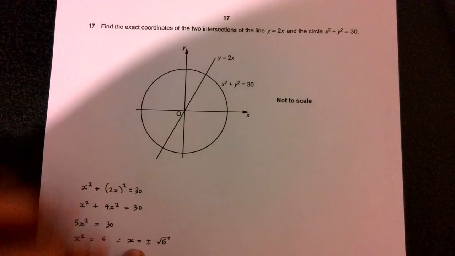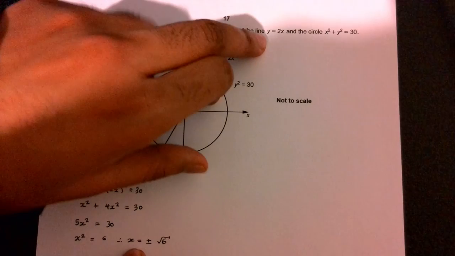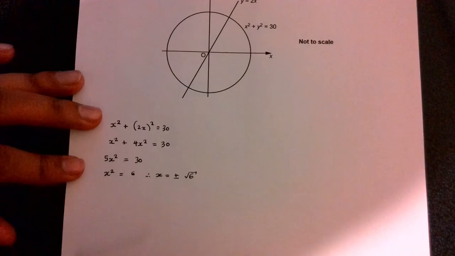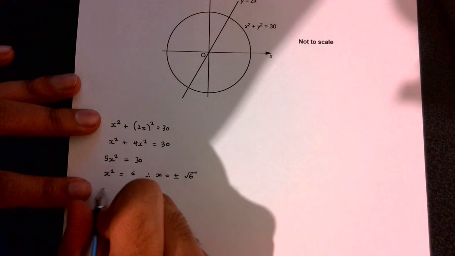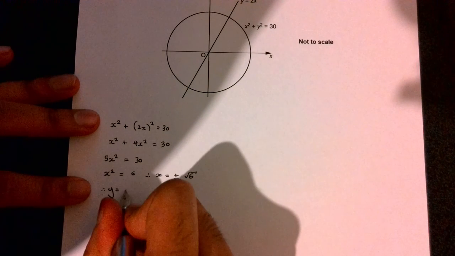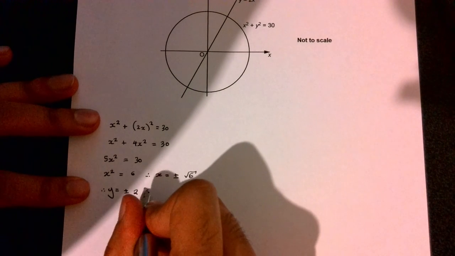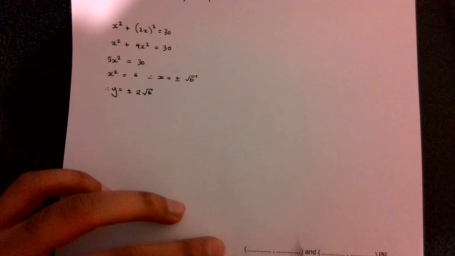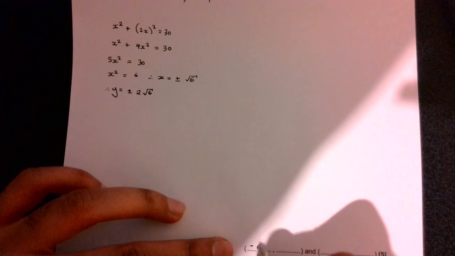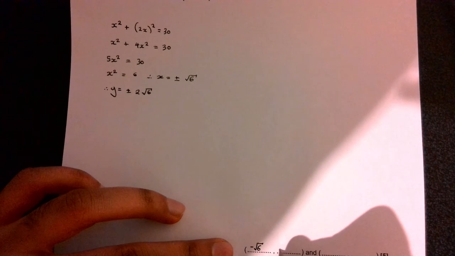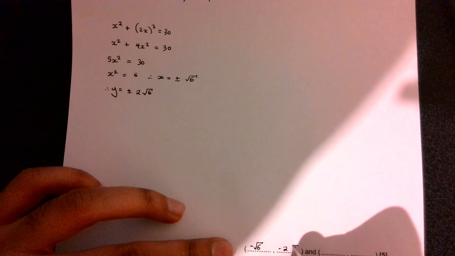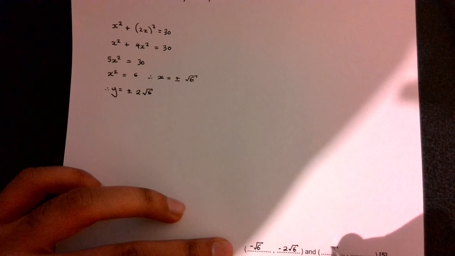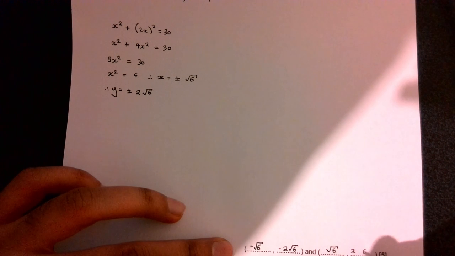And if x is equal to plus or minus root 6, substituting this into y equals 2x, we can see that y is equal to plus minus 2 root 6 for the y coordinates. So we have minus root 6, minus 2 root 6, and then here we have root 6, 2 root 6.